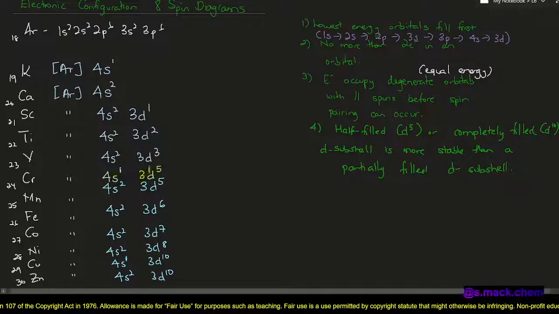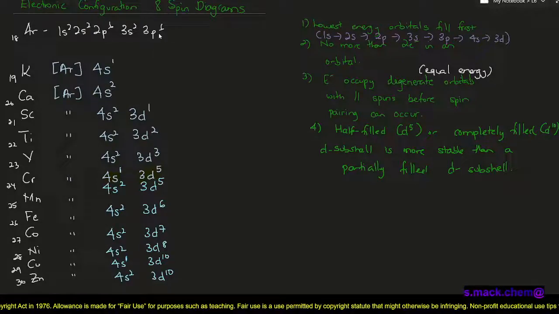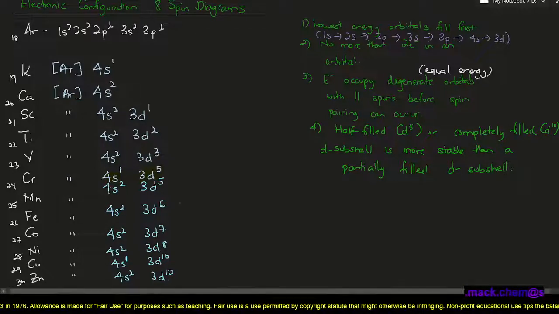So I'm just going to go back and highlight the 2 elements which you are expected to try to learn off by heart. That way it becomes easier to remember, which is that chromium is a 4s1, 3d5, and that copper is a 4s1, 3d10 electronic configuration.